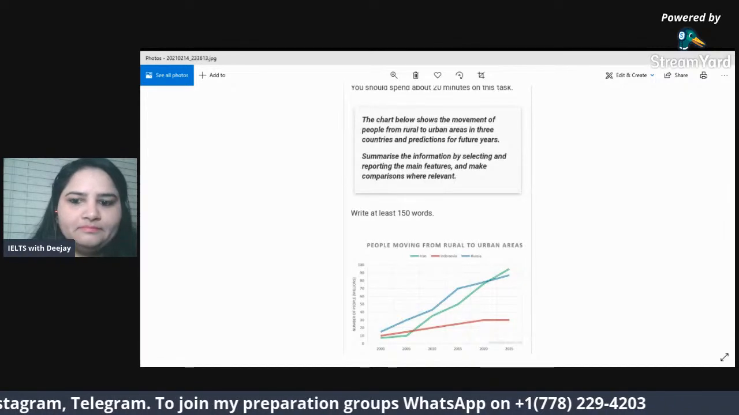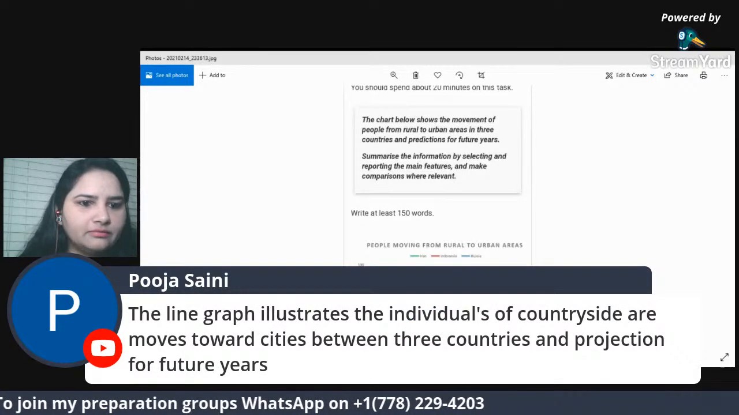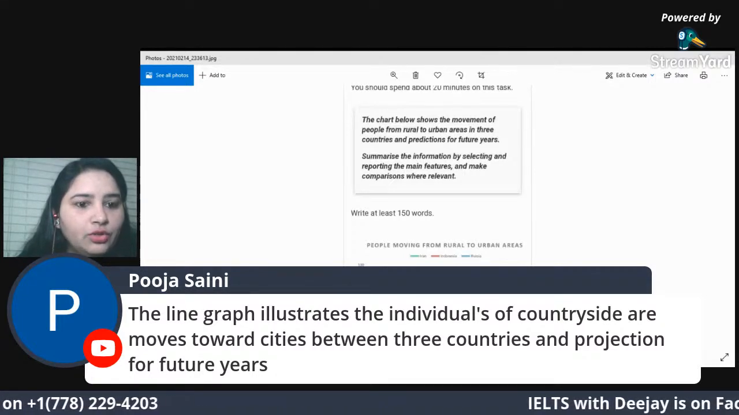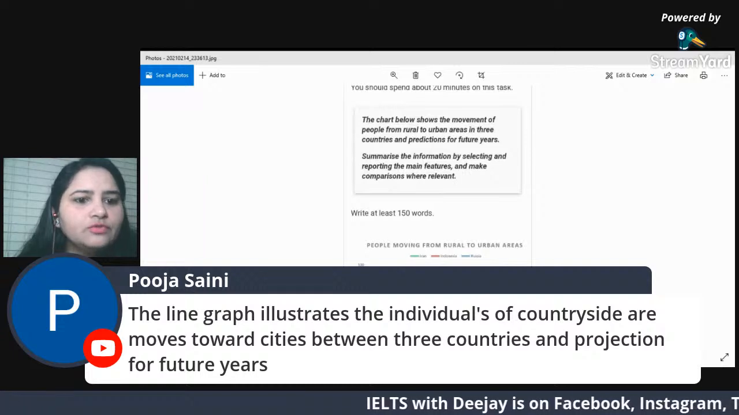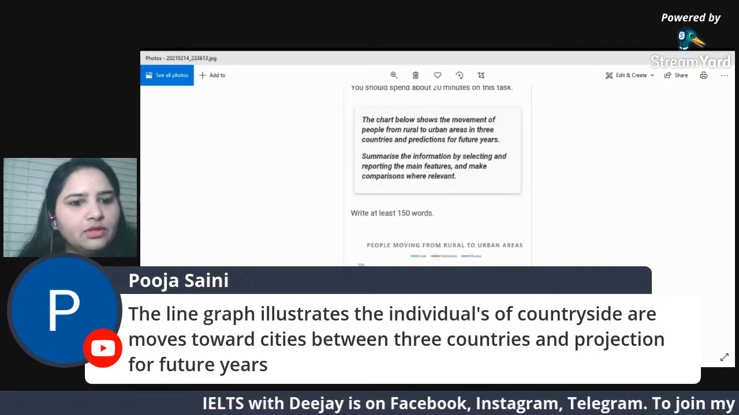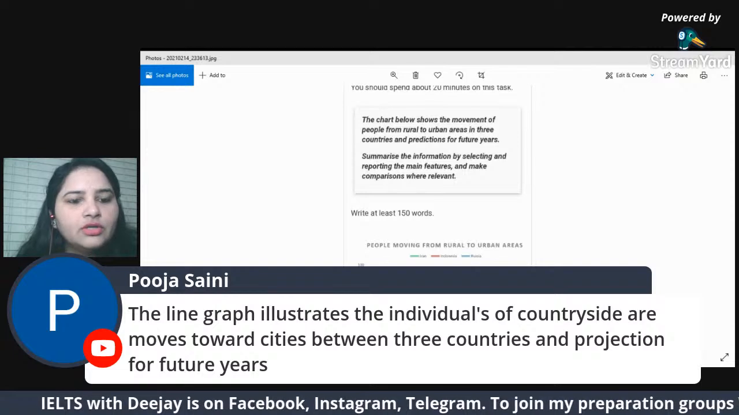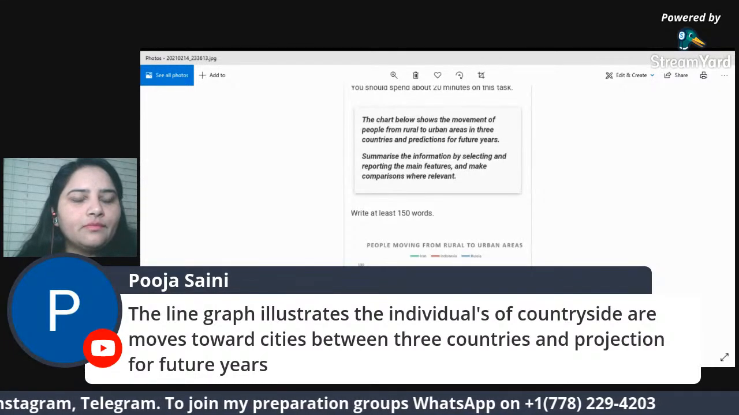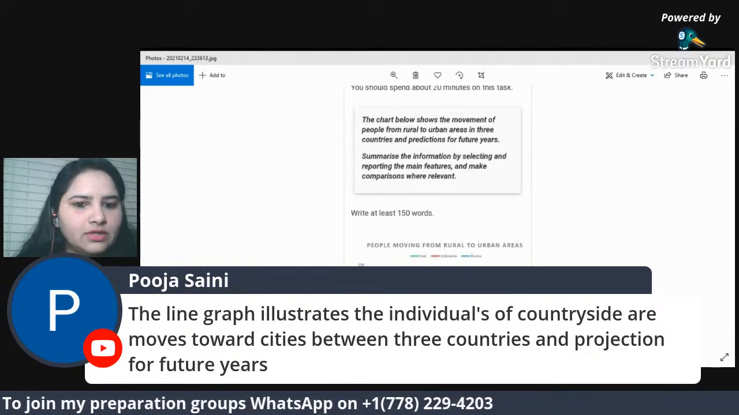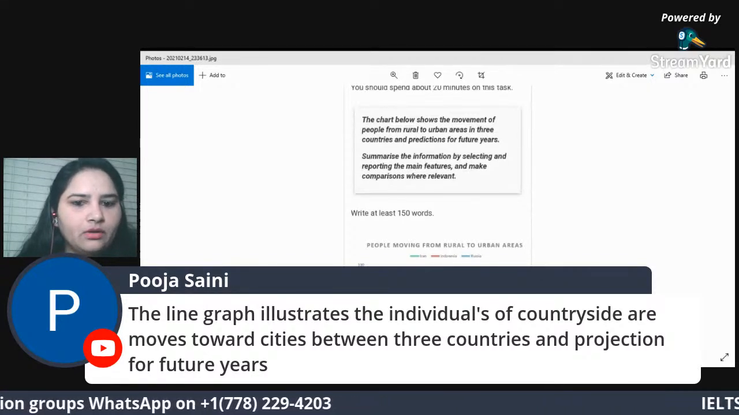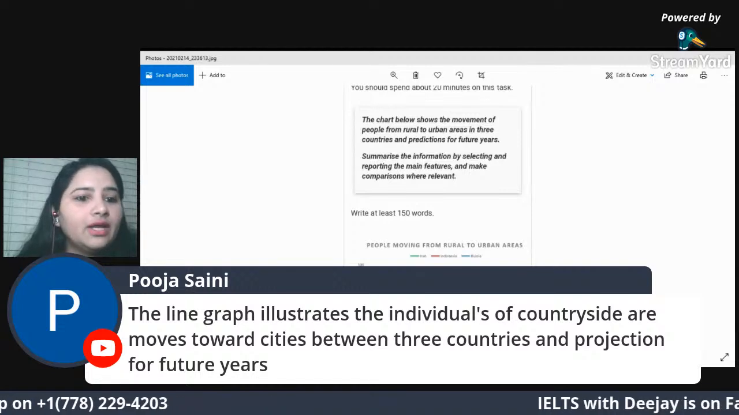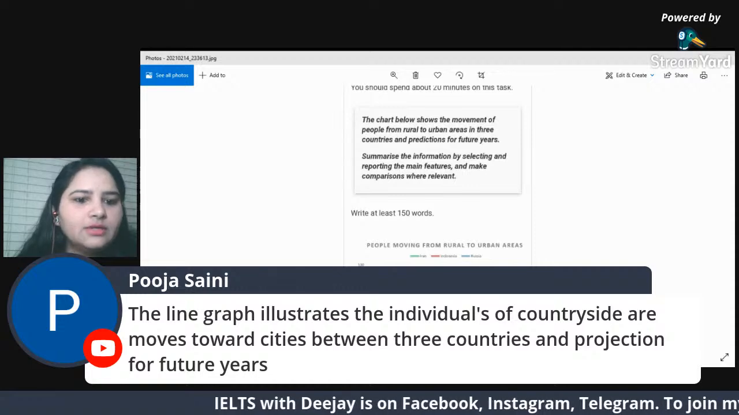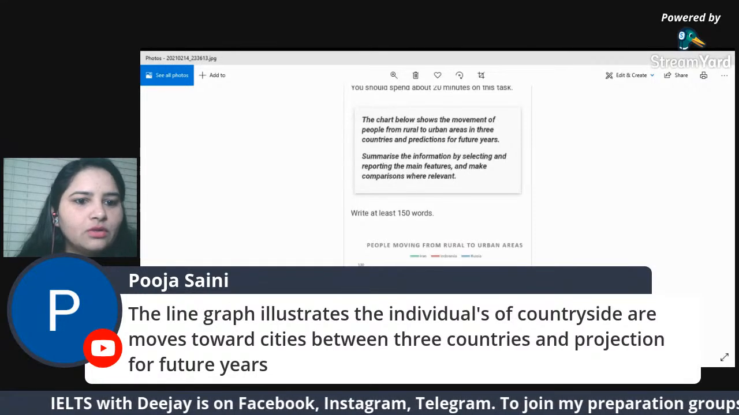Okay, Adi, you're from the Instagram. Okay, the line graph illustrates the individuals. Most of it will not be needed, because you have simply written individuals, so there is no need of that. Countryside are... The line graph illustrates the individuals of countryside are moves. No, when you are writing are, it has to be moving towards cities between three countries and projection for future years. This is not good.